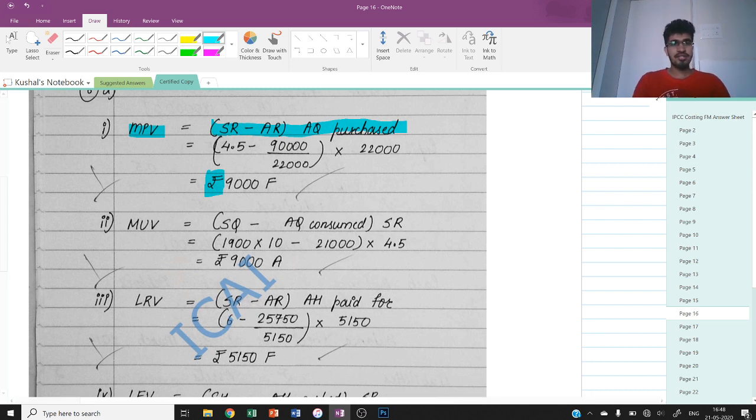Okay, this is also very important. If your presentation is not neat or clean, the examiner can deduct your marks if you have not written rupees in your answer sheet.